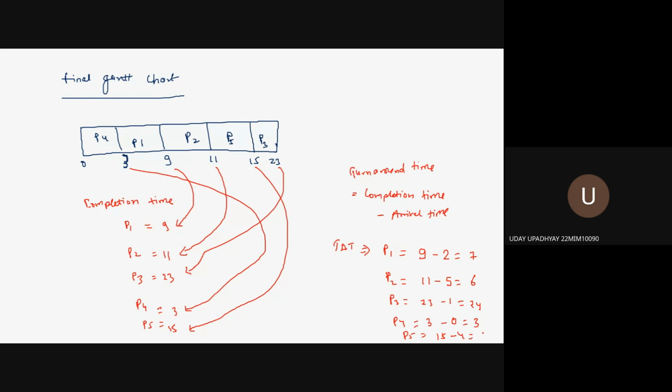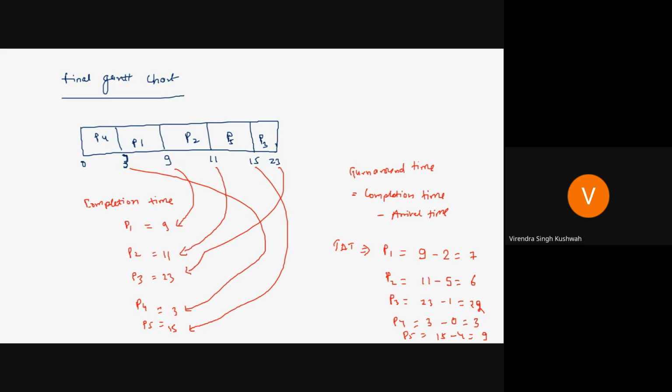Sir, that is 23 minus 1, 22. Just 1 second, I'm correcting. No problem, thank you for correcting this one. Yeah, it was a writing mistake. So it would be 9. So we are getting 7, 6, 22, 3, and 11. Is it okay? In the exam, I may ask for completion time, turnaround time, then you have to calculate.